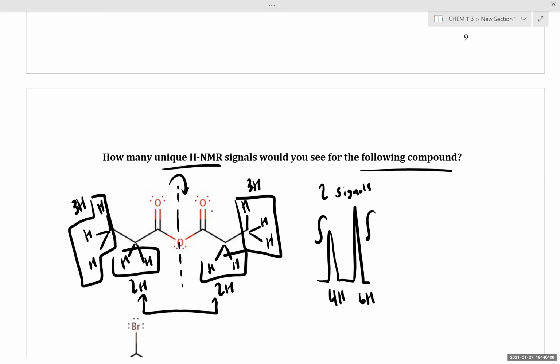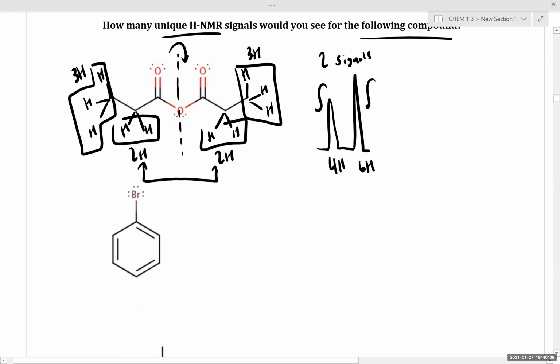Yes, did someone have a question? So are we just considering the hydrogens when we're drawing these peaks? Yes, we're looking at proton NMR signals. So unique signals come from chemically unique protons, or protons in a unique chemical environment. Does that make sense? Okay, thank you. Perfect.